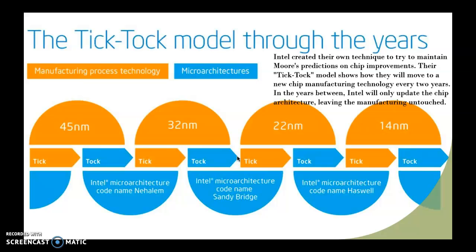This is where they got their Tick-Tock model, which shows how they will move to a new chip manufacturing technology every 2 years to keep up with Moore's predictions, and in the years in between, Intel will only update the chip architecture, leaving the manufacturing untouched, as shown through their tick and their tock of the chip development.